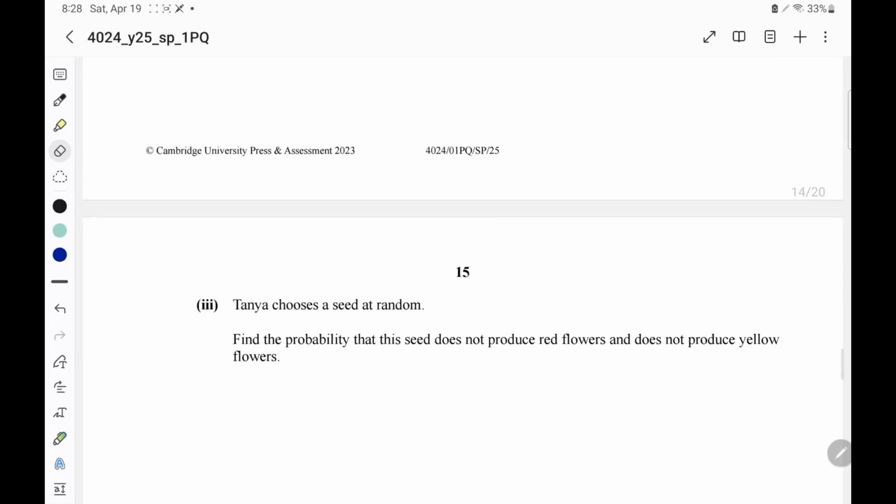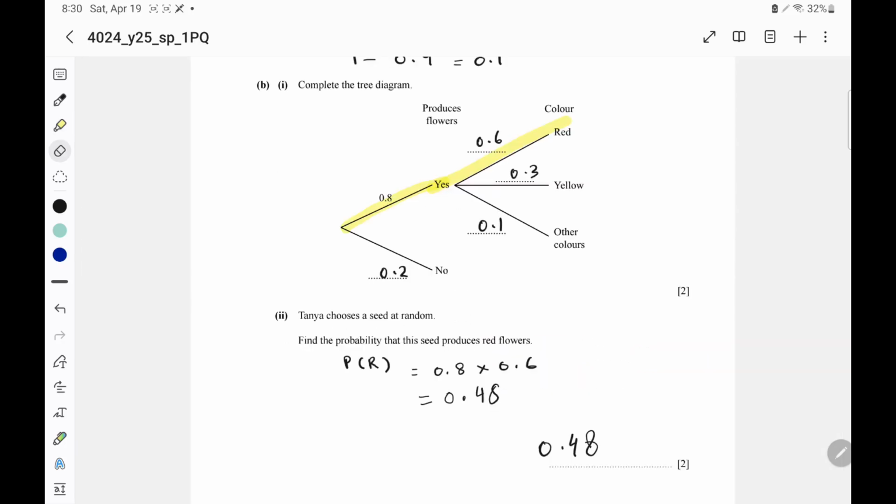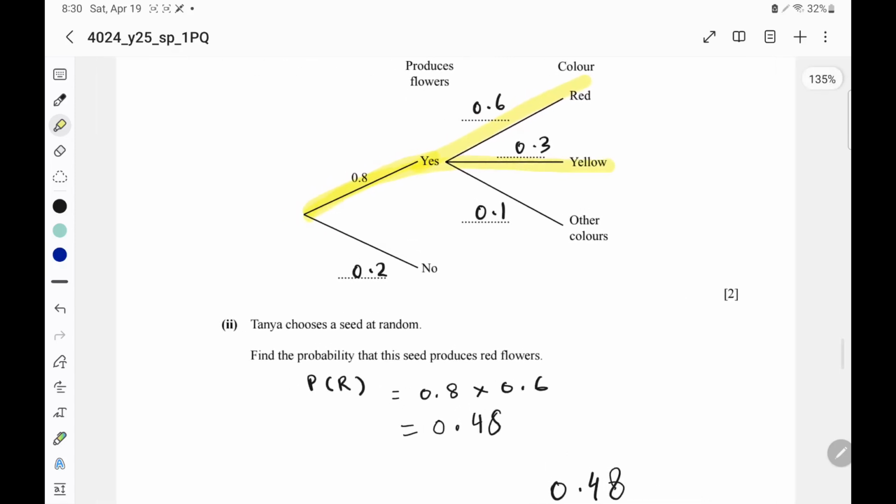The next part, Tanya chooses a seed at random. Find the probability that this seed does not produce a red flower, does not produce a yellow. So it means that other. So here, what do we do? We just exclude the red and yellow. Alright, so for the red one, we know that it's 0.48. We have already found it in this question.